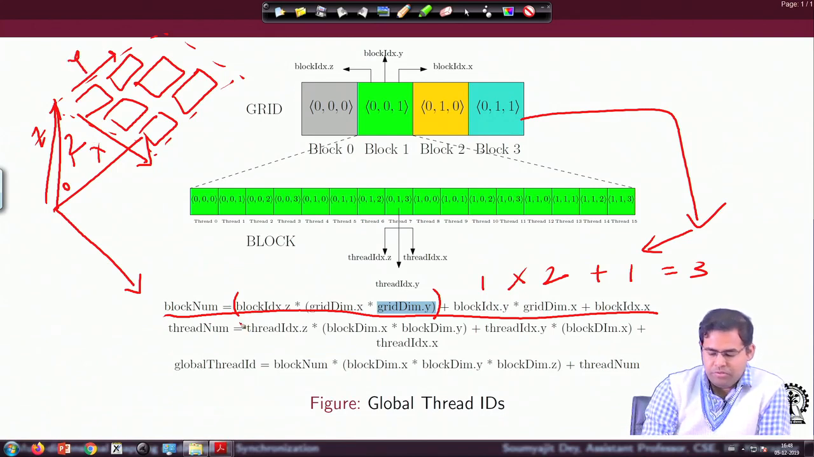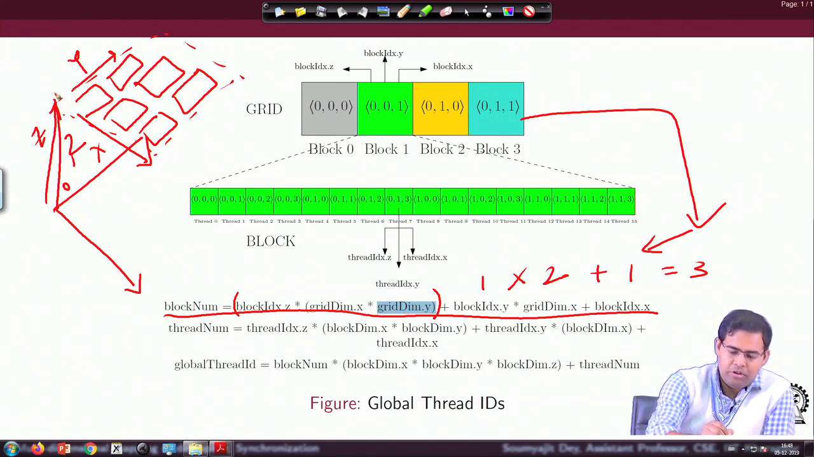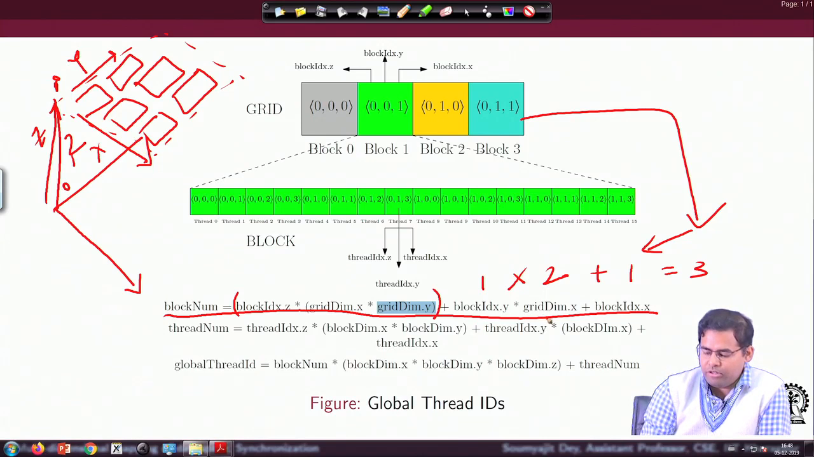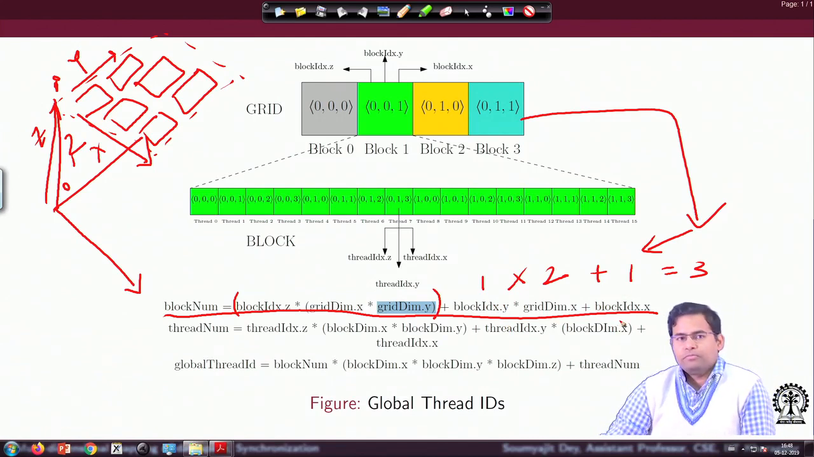That is how blockIdx.z will get multiplied by the grid dimension in x and y axis, and then you come to your current position in the z axis, and then you count the number of blocks in the y dimension and multiply by x. That would exhaust your count of all the blocks located in the x dimension for each block ID y value, and then finally you would add the block ID x.